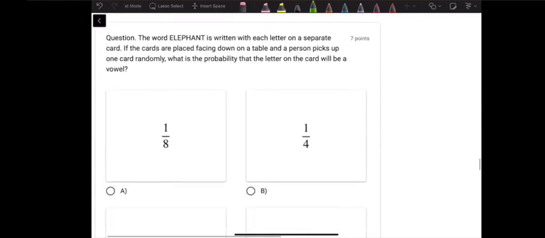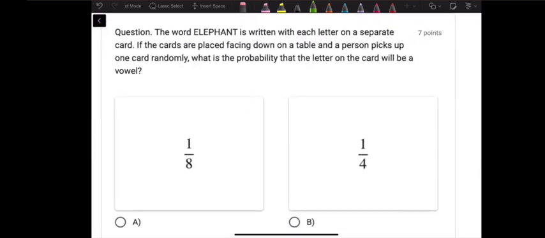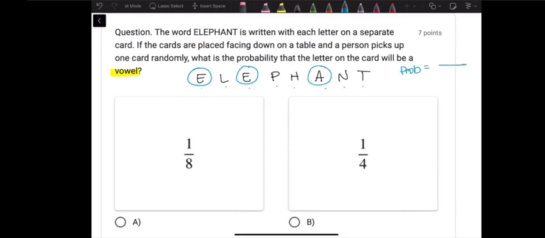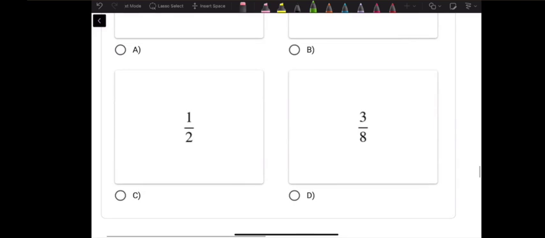Next. The word elephant is written with each letter on a separate card. If the cards are placed facing down on a table and a person picks up one card randomly, what is the probability that the letter on the card will be a vowel? So this is very similar to the alphabet question that we looked at a few minutes ago. So we're going to go ahead and just write out the word elephant. Now the question states that we want to randomly pick a vowel. So how many vowel options do we have? Well, we have this E, and this A. So the probability is going to equal, there's a total of 1, 2, 3, 4, 5, 6, 7, 8 letters, and only 3 of them are vowels. I cannot simplify this, so this would be my final answer. 3 out of 8, which would be D.